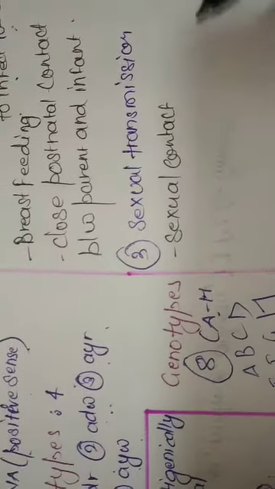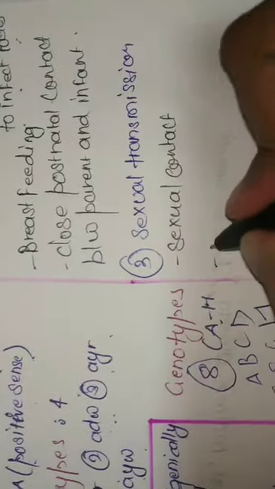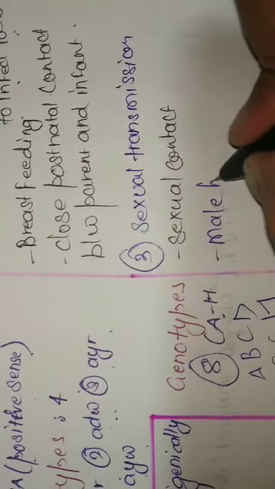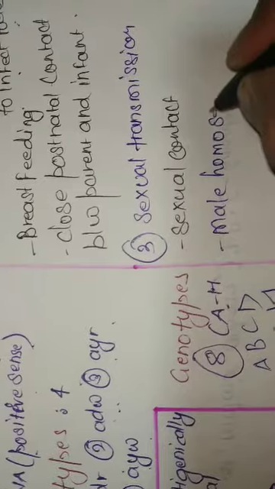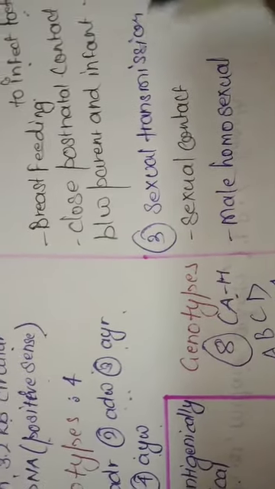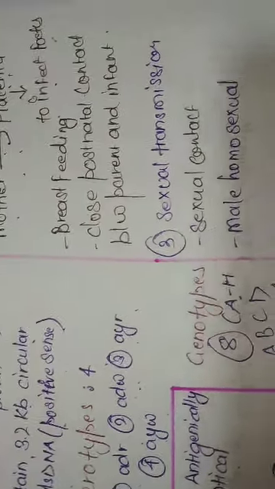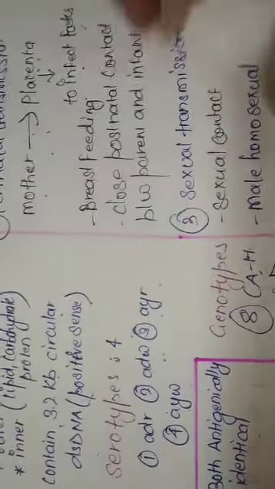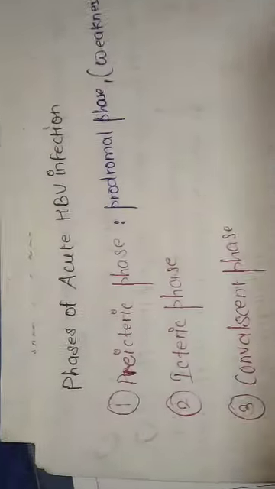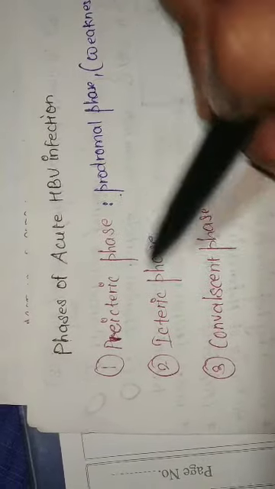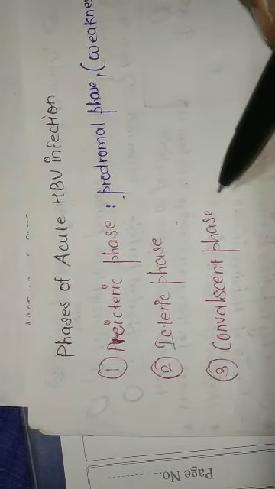So, in a sexual transmission, mostly the male homosexuals are particularly at a very high risk. Now we'll see the phases of acute HB infections. The phases of acute hepatitis B virus infections are three. First is periicteric phase, icteric phase, and convalescent phase.